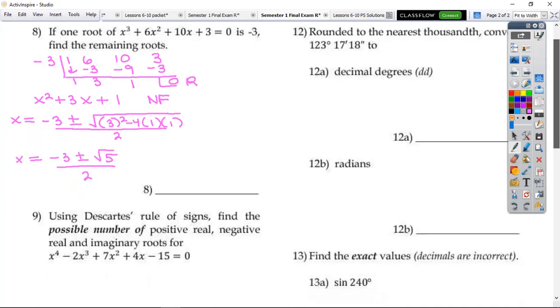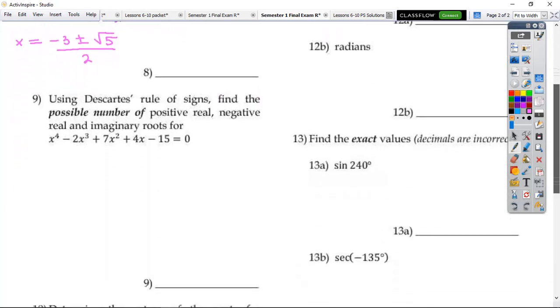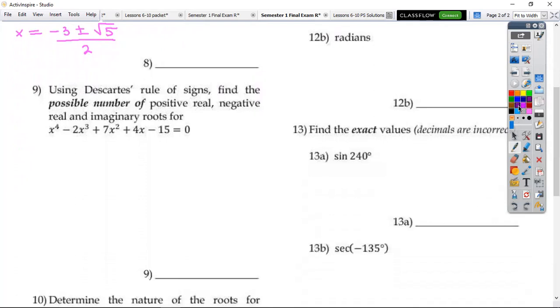Number 9, you may omit. And hop down to 10.